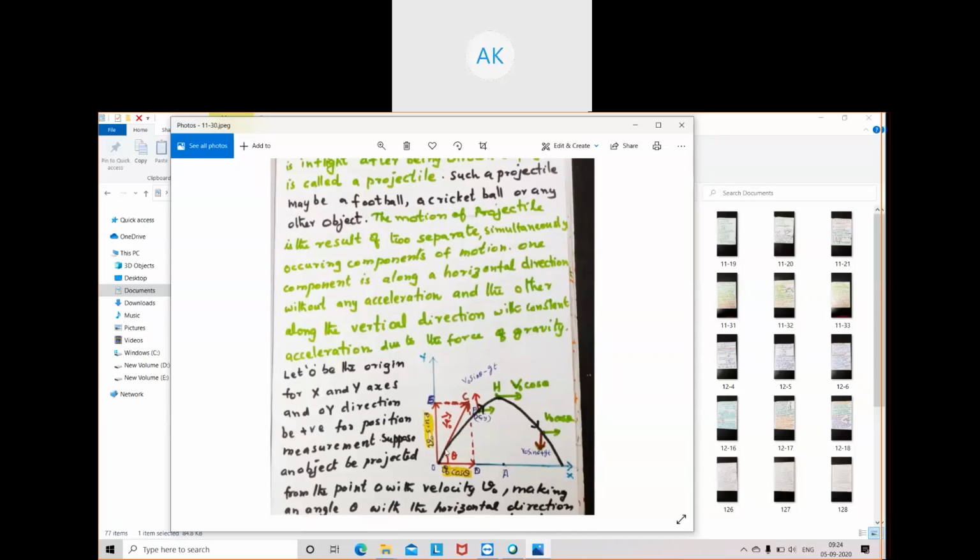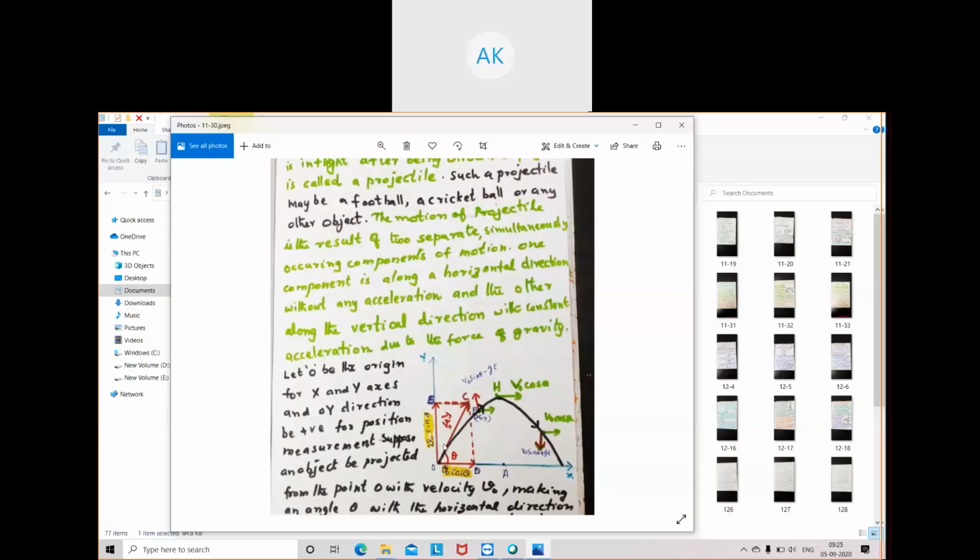Why? Because the body is accelerated downwards always. When the body moves upwards, the earth exerts a force on it in the downward direction. So what happens to its motion? Velocity decreases and becomes zero. Then it begins to fall. When it begins to fall, acceleration is downwards, so velocity will increase. And just before it hits the ground, it will have maximum velocity. Understand? I think you understood now.